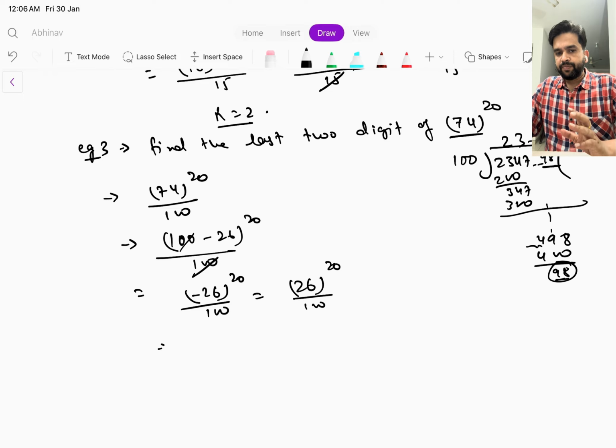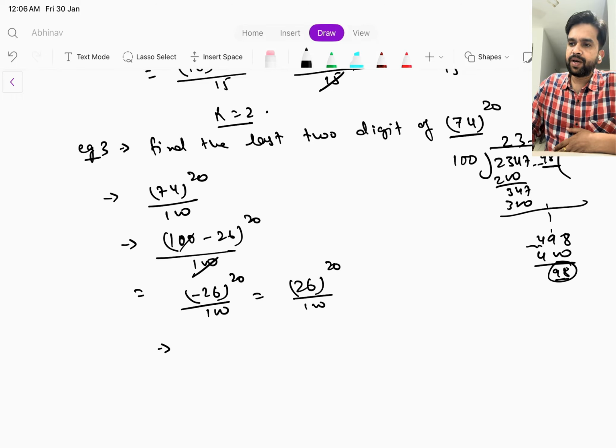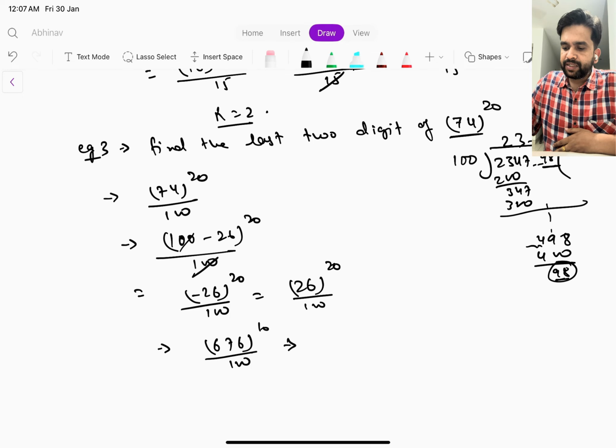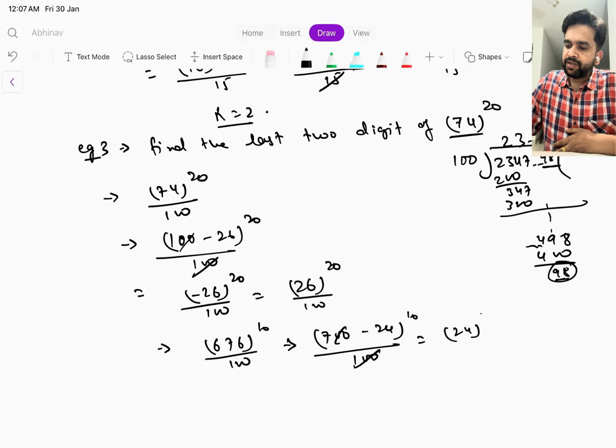Now I have to make 26 one such number which should be as near as possible to a multiple of 100. So 26 square is 676. So 26 raised to power 20 can be written as 676 raised to power 10 divided by 100. So I can now break 676 as 700 minus 24 raised to power 10 divided by 100. Now negative number raised to even power is positive, so I'll get 24 raised to power 10 divided by 100.